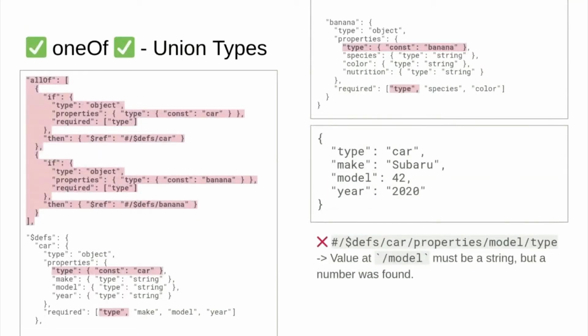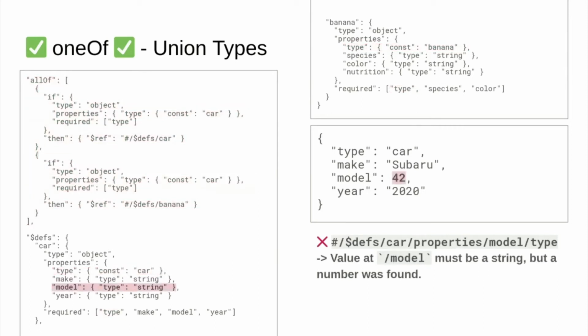The recommended way to define union types is with the if-then keywords. This approach is similar to discriminator in that it requires that you add a property to the instance that will be used to determine which schema to validate against. This schema asserts that if the type is car, then it should validate against the car schema. And if the type is banana, then it should validate against the banana schema.